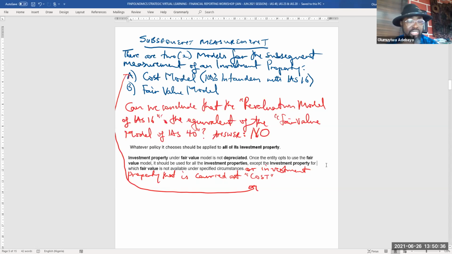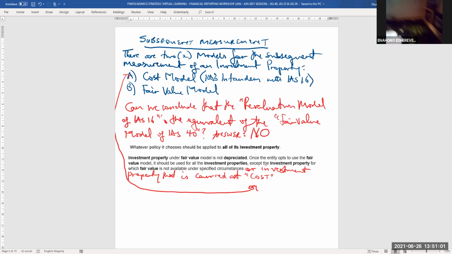And the exception is not that you are not carrying it at fair value model, but because there's a temporary inability to reliably measure it at fair value. Therefore, you can resort to carrying it at cost, but thereby you will subject it to an impairment test. Okay, any question before I move further?